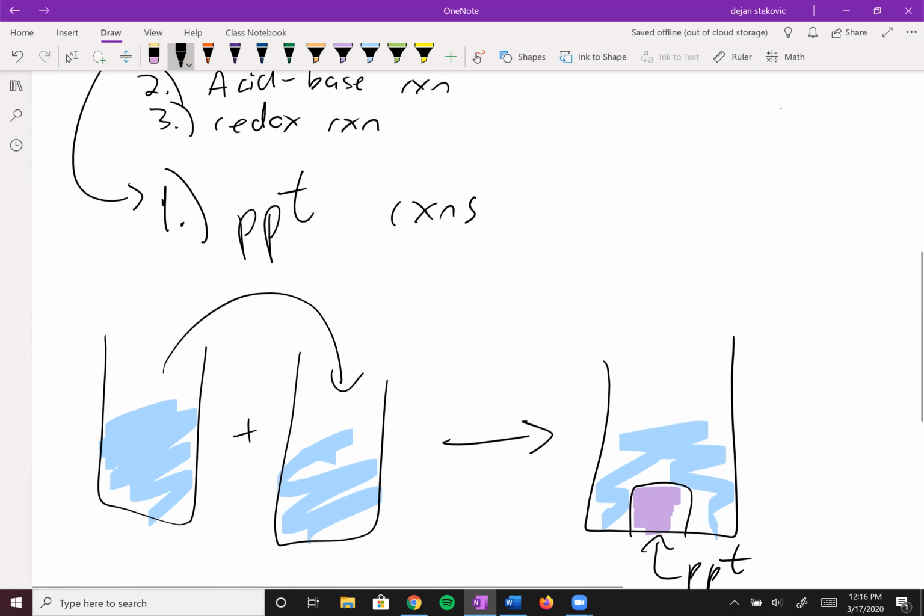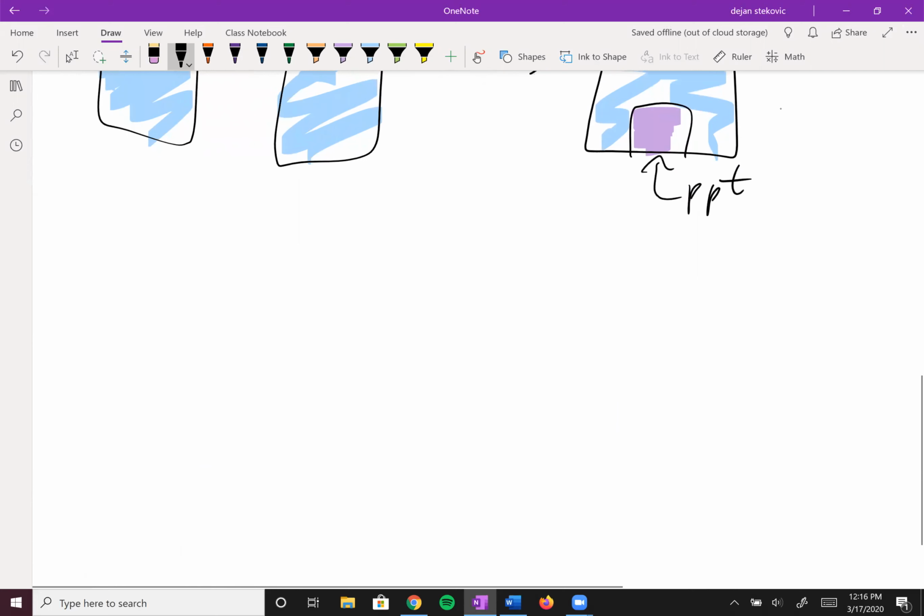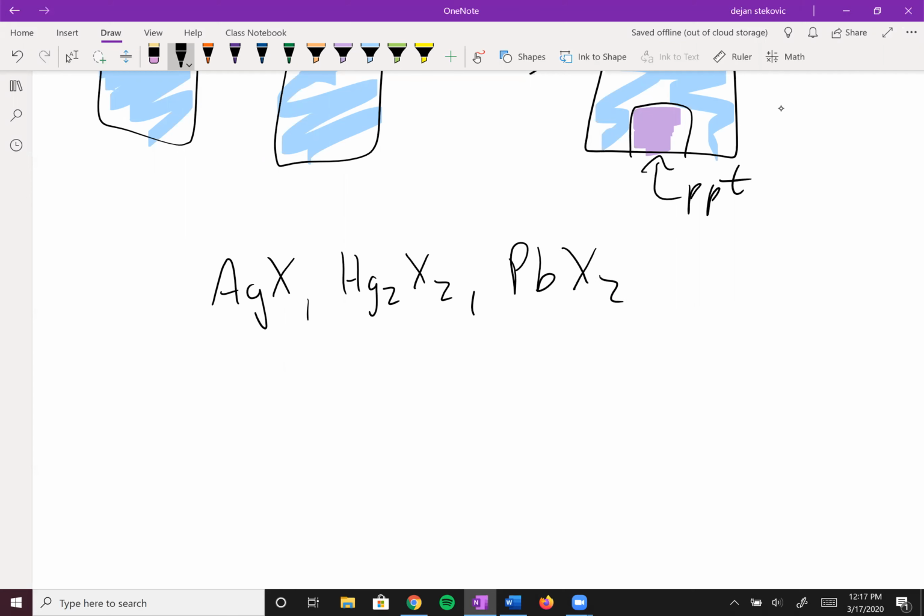So how do you know if a precipitate is going to form? Well, if you look up here, you have to memorize the required solubilities. So there's really not that many that you have to memorize. So they are AgX, so silver X, Hg2X2, so mercury X2, and PbX2, so lead X2, where X is equal to chloride, bromide, or iodide, right? So these all will form a solid.